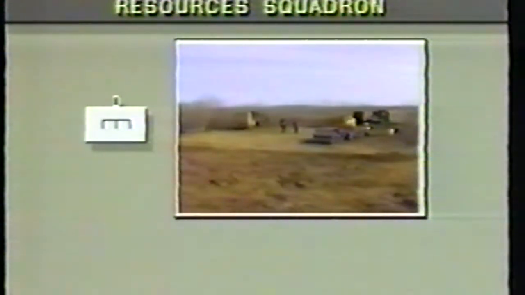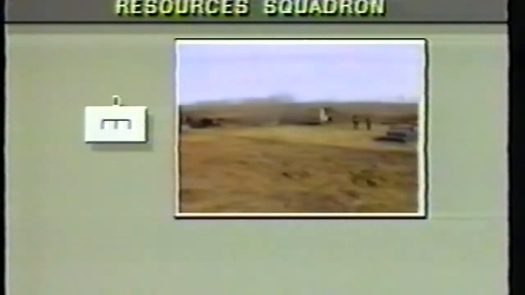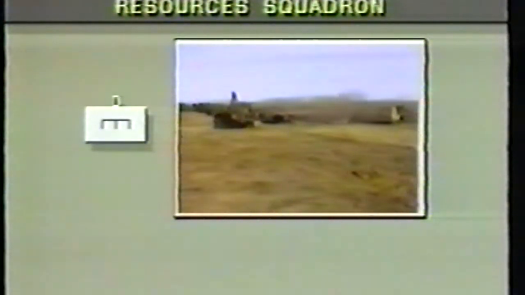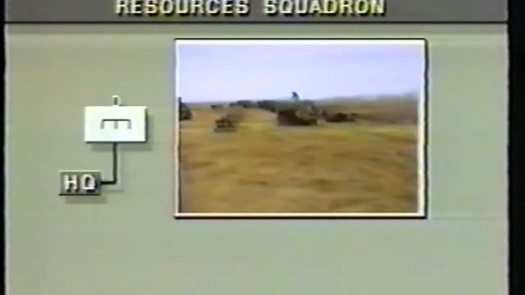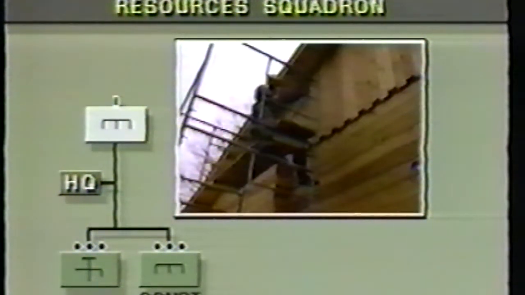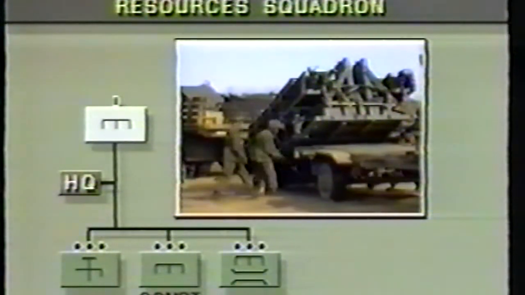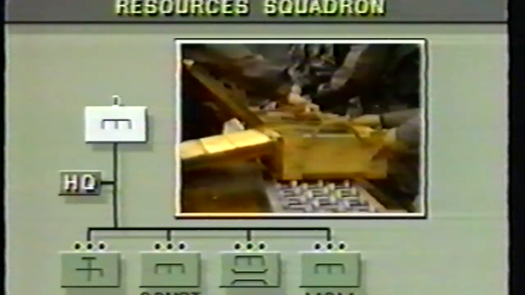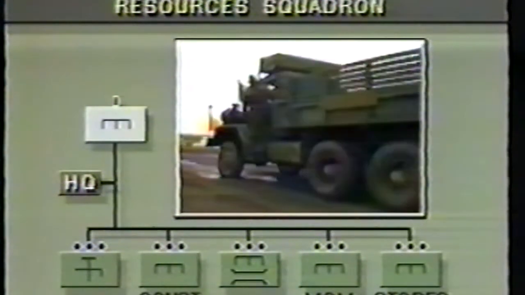The resources squadron provides the engineer stores and services required by the field engineer regiments. Its subunits include a water supply troop, a construction troop, a bridging troop, a mine countermine troop, and an engineer stores troop.